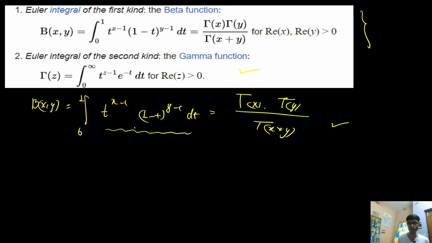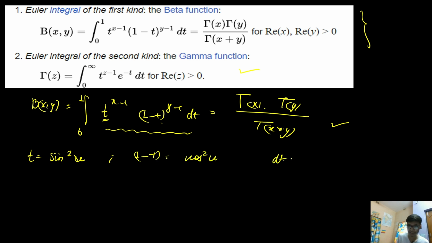Now what we can see over here, and we know that sine and cos are related by sine square x plus cos square x is equal to 1. So what we see over here is, if we try to put t as sine square u, then what will 1 minus t be? This will basically be cos square u.